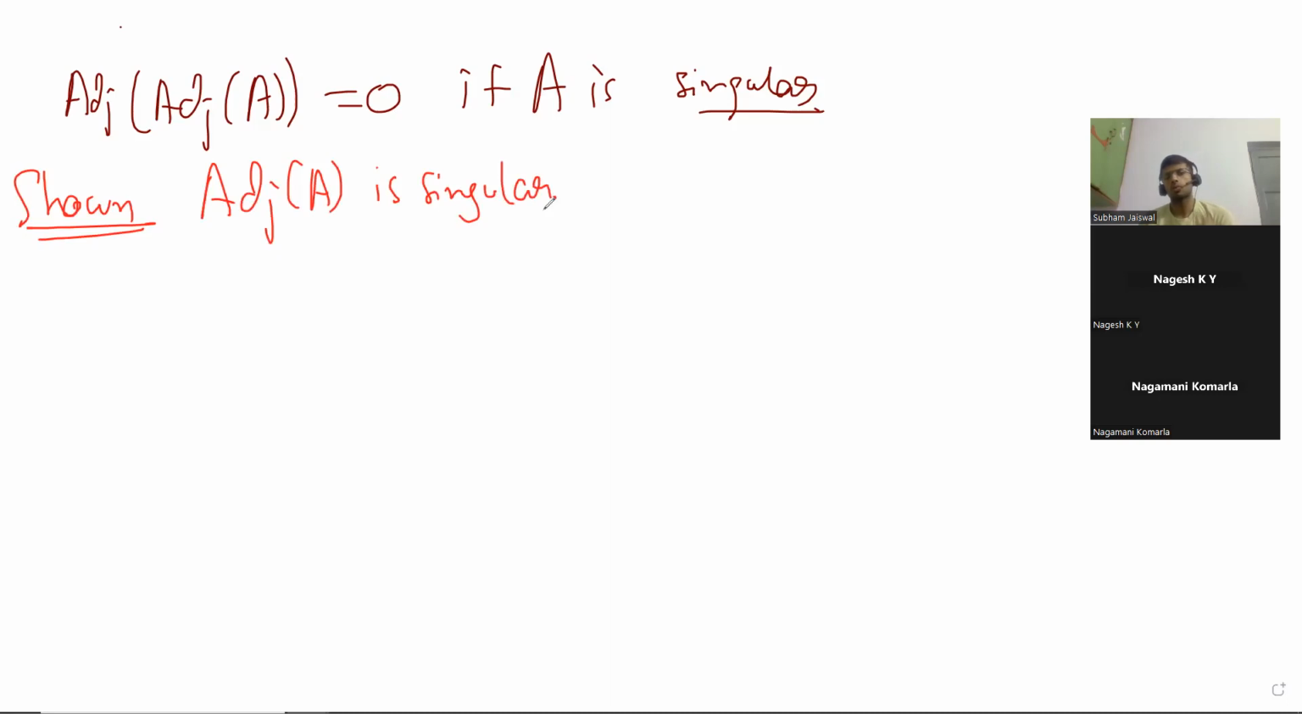But then we want to show that obviously the adjoint of A is also singular, but we want to show that it's 0. It is a singular matrix. It's a 0 matrix, right? So a null matrix. Okay, so I was thinking about this, and I don't think we can do this. I mean, it is true, but I don't think it is.